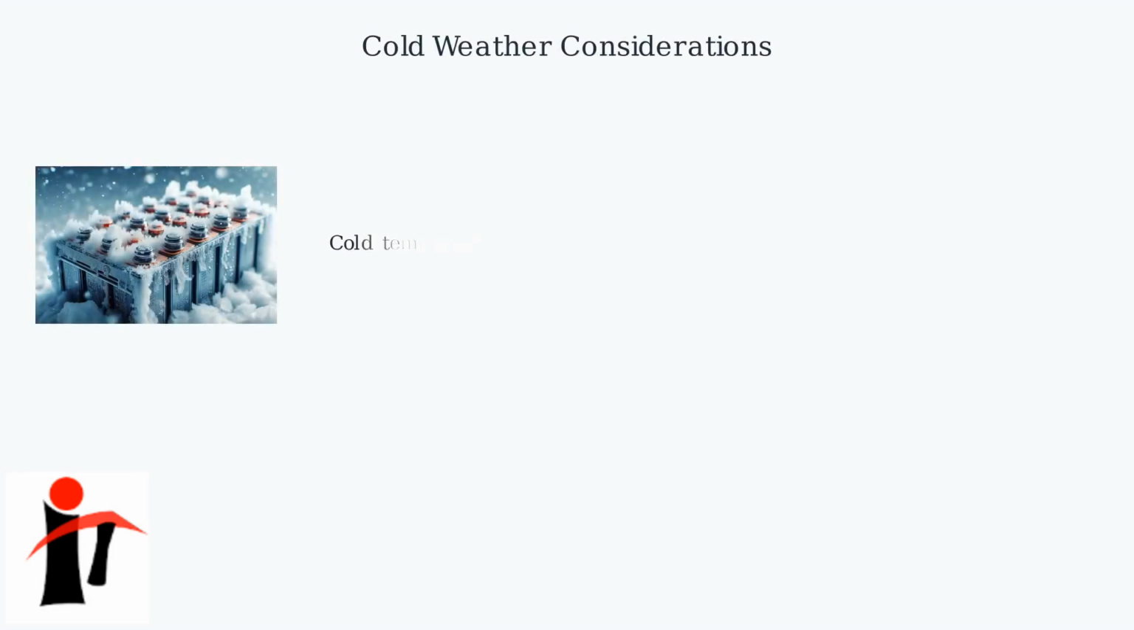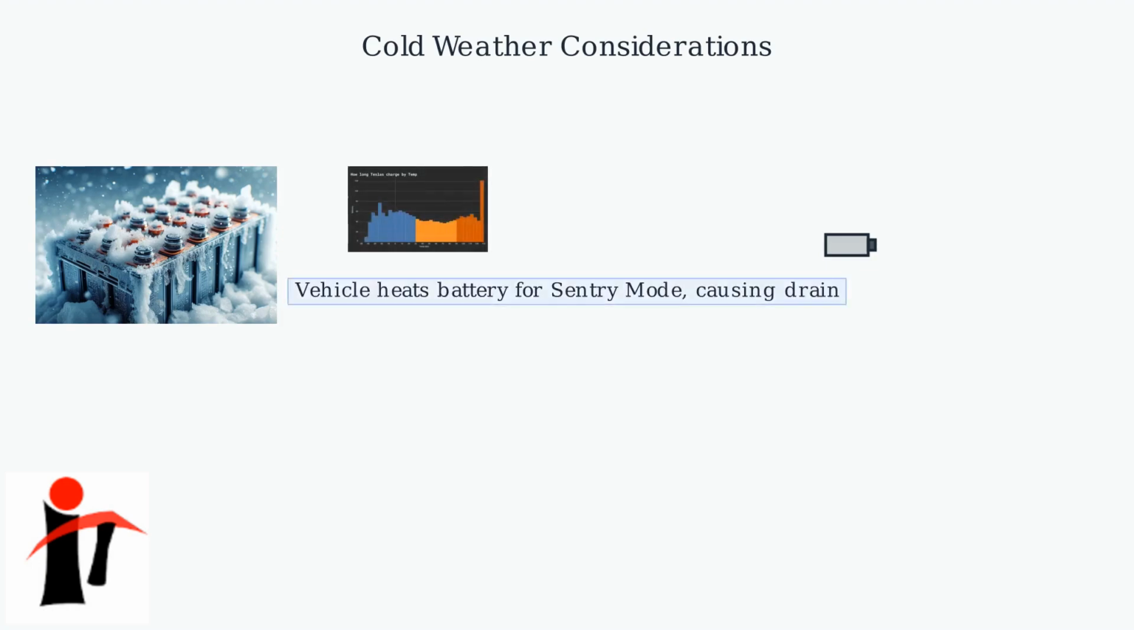Cold temperatures can significantly impact battery performance and Sentry Mode in your Tesla Model 3. In freezing conditions, the vehicle uses extra energy to heat the battery, causing quicker drainage that may turn off Sentry Mode. The battery heating process for Sentry Mode consumes power rapidly in cold weather, with users reporting shutdowns below -10 degrees Celsius. This is why charging takes longer in extreme cold, as shown in this temperature chart.